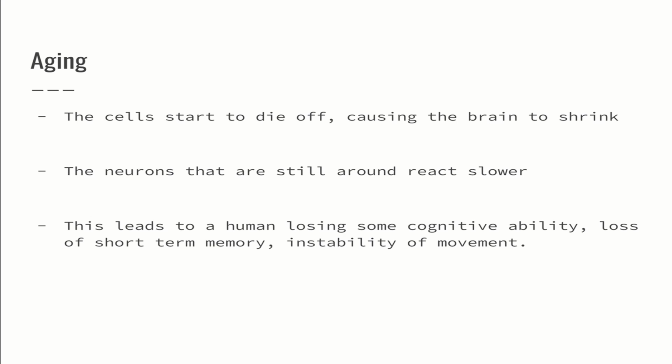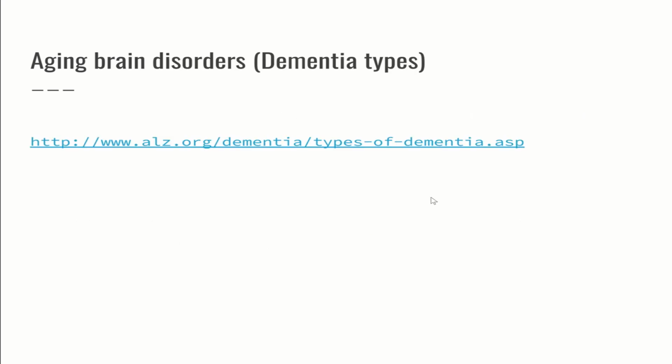The neurons are still there. It's just that they react slower. They're not as good at sending along those electrical impulses. The protein channels are slower to act, that kind of thing. And the synapses are also slightly slower.